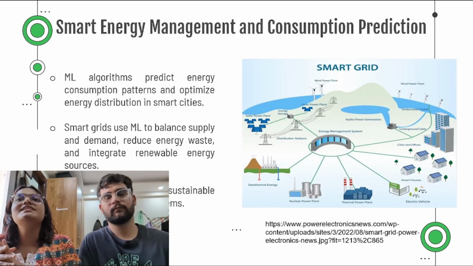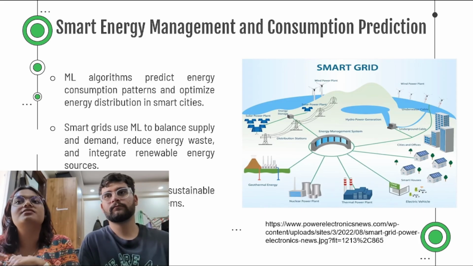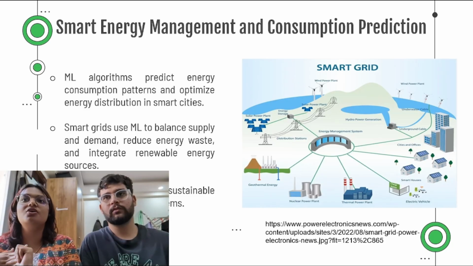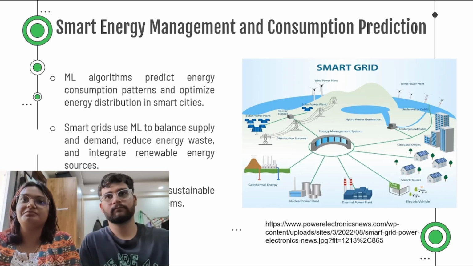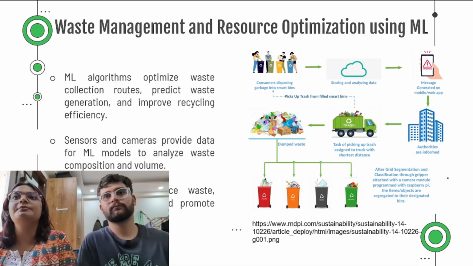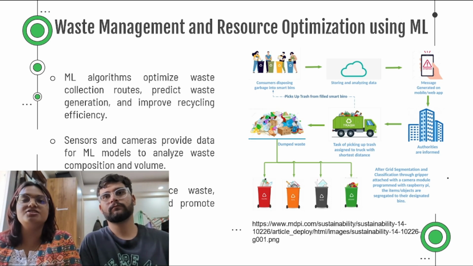ML predicts energy use and manages smart grids to reduce waste. It also helps integrate renewable resources like solar or wind into city infrastructure. ML improves waste collection routes and recycling by analyzing sensor data on trash levels and times. It helps cities become more sustainable.